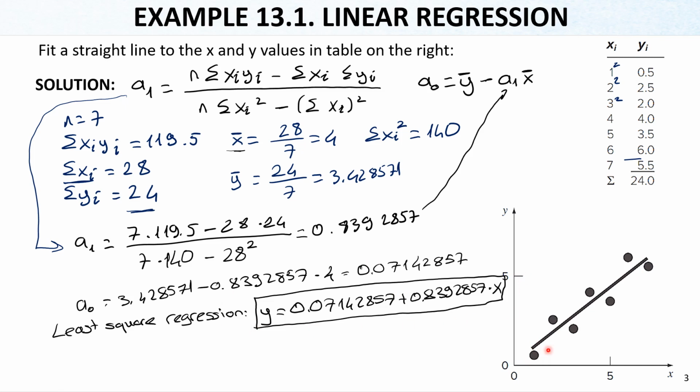And you can use this to predict intermediate values as well. For example, 1.5. You can put 1.5 here and predict the y value easily. So this procedure is very simple. As you can see, just use the a1 and a0 formulations to get the results.